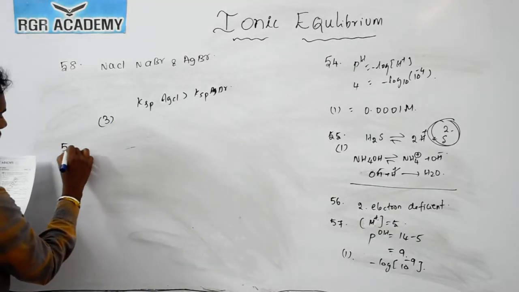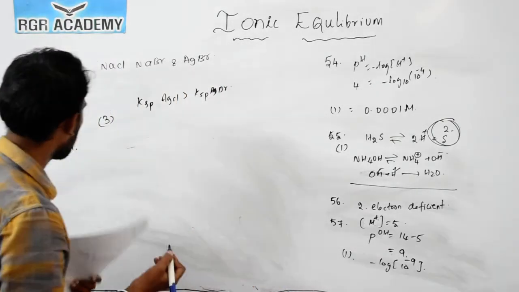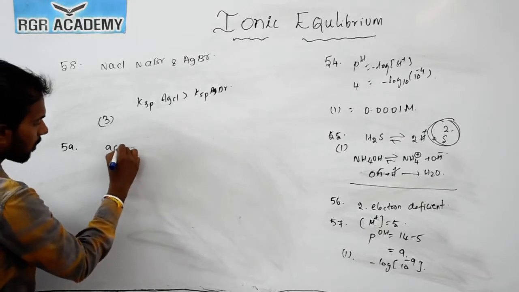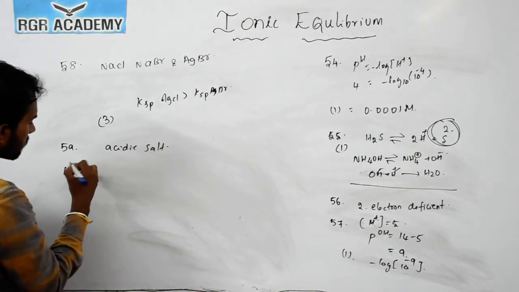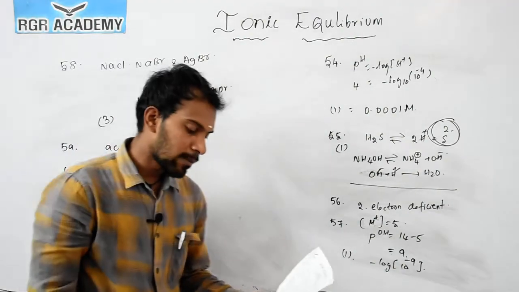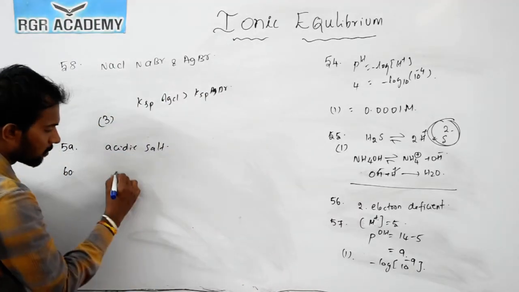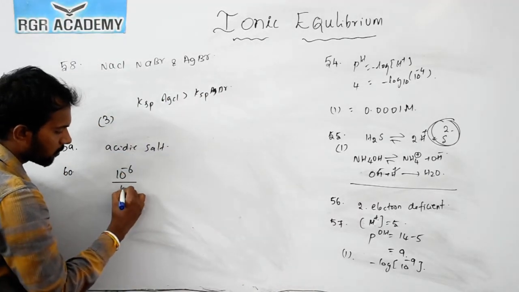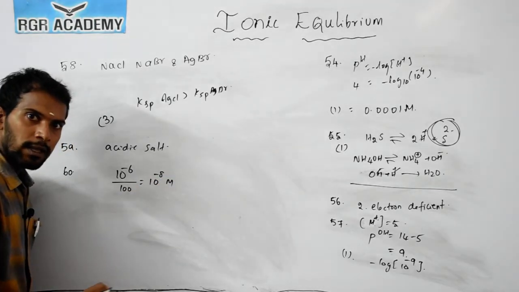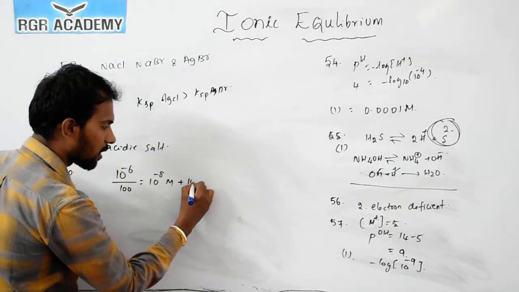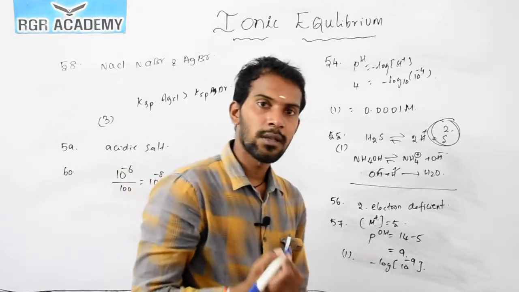Now the question number 59. Baking soda, we can call it an acidic salt. Now question number 60. 10 power minus 6 molar HCl is diluted 100 times. So 10 power minus 6 molar diluted 100 times, you can call it 10 power minus 8 molar. In the case of H2O, which has 10 power minus 7 molar, water is neutral, so the pH is 7.